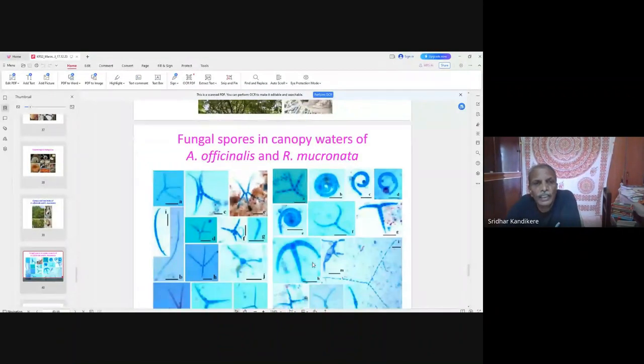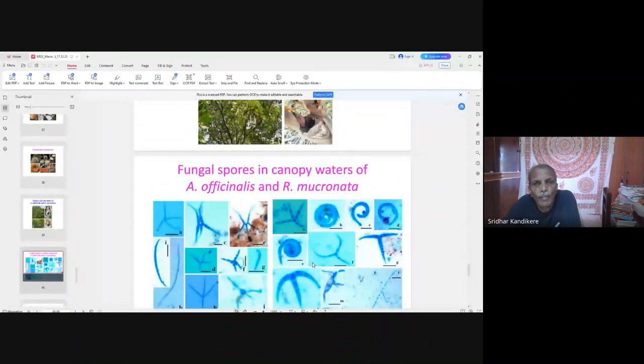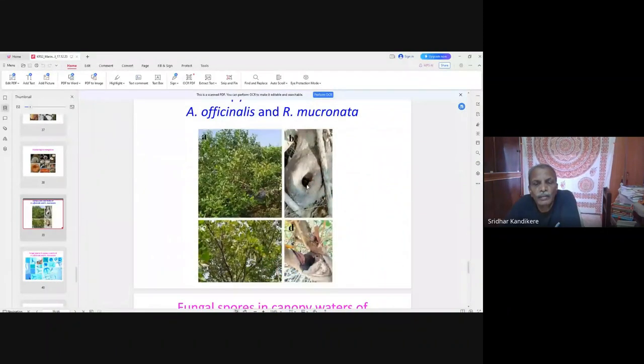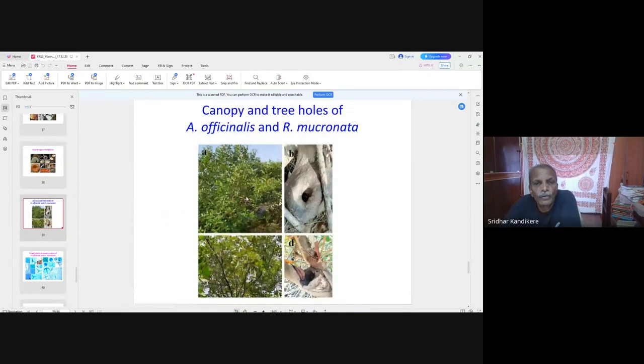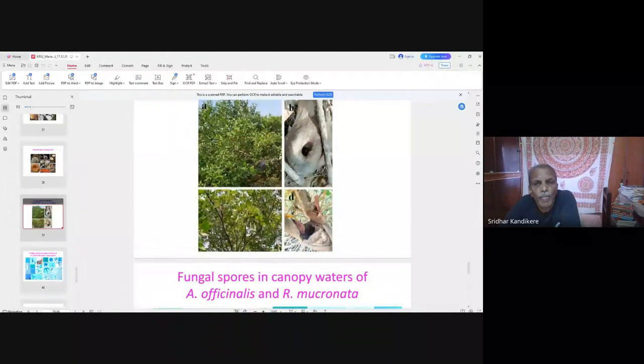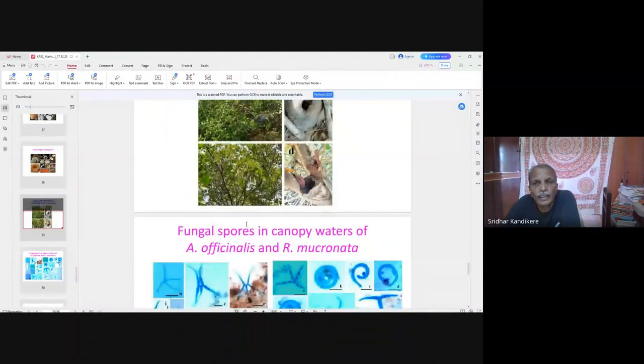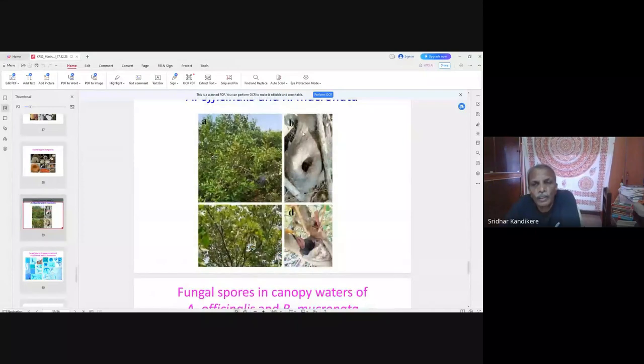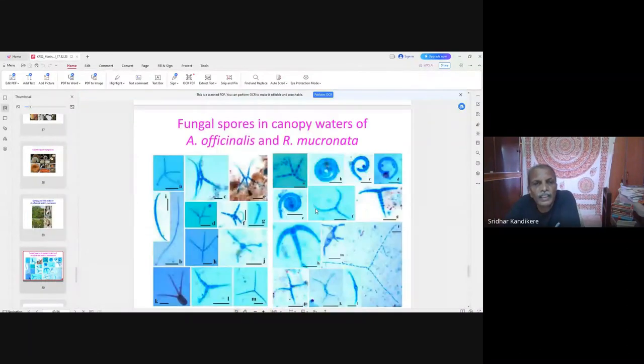And when we studied the tree holes, we took material from the tree hole, water from the tree hole, and studied leaf litter from the tree hole. And also from the canopy, we collected the water that is dripping down from the canopy. And also we collected the bark flow. Whatever passed through the bark during the rainy season was collected, and then we studied the spores.